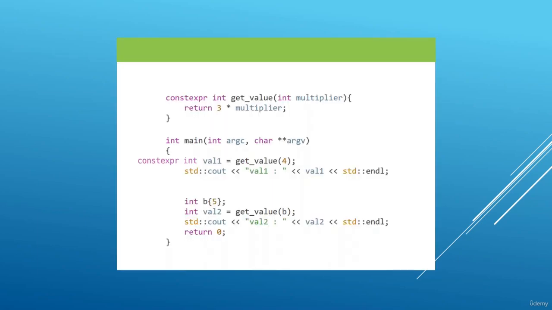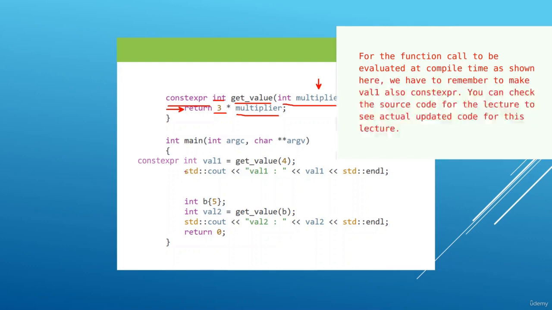Let's look at a simple example here. We have a function called getValue. It is going to return an integer, and it is taking in one integer as a parameter. Inside, you see that we are just taking 3 and multiplying by the parameter that we passed in here. But the key here is that this function is marked as constexpr. So this is going to tell the compiler, if possible, do evaluate this function at compile time.